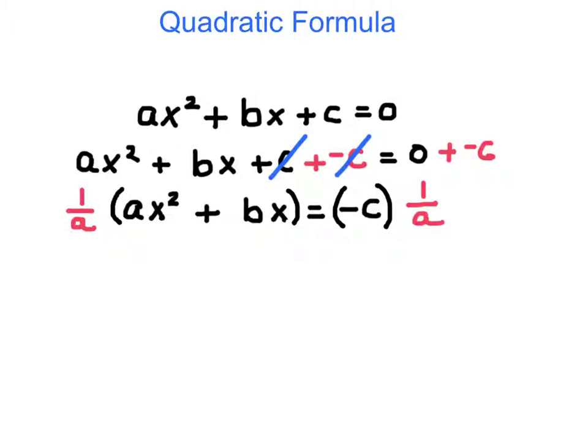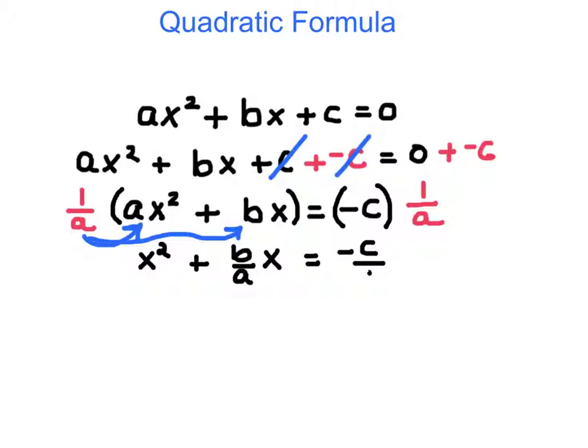When I do this, I'm going to distribute the 1 over a to the first term, and the a's cancel out. I get just x squared. When I distribute the 1 over a to my second term, I get plus b over a times x, and my right-hand term becomes negative c over a.